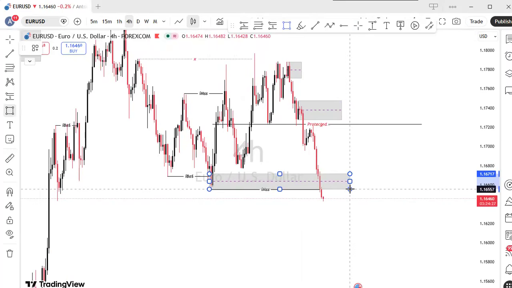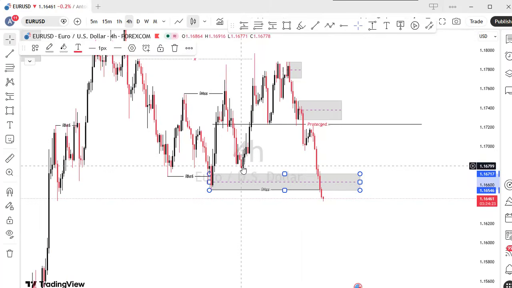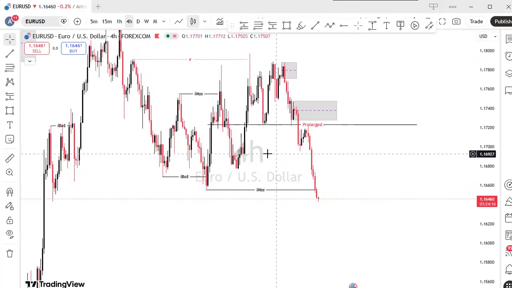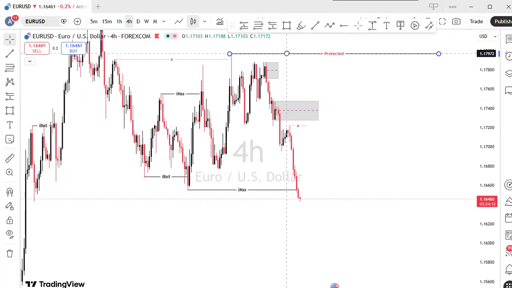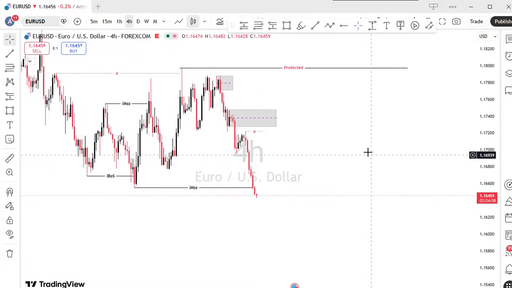The market should have respected this area and continue buying, because you can see it has already swept this minor inducement, this major inducement around this area. Okay. Since now we have this break of structure to the downside, that means this high that had swept liquidity becomes my protected high.